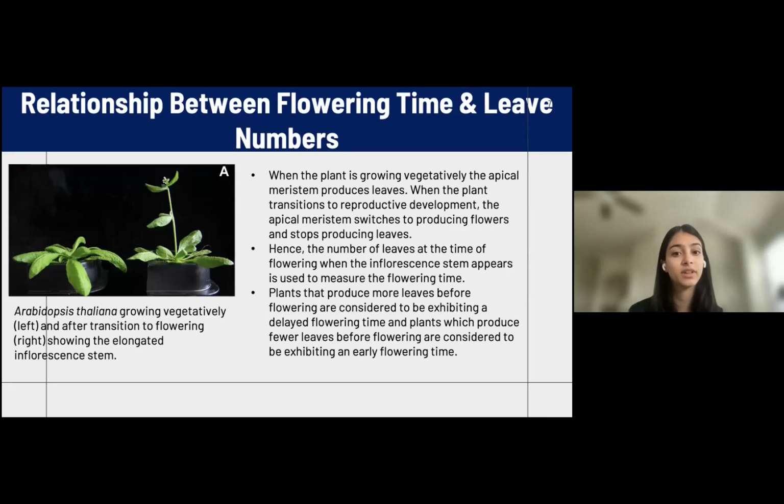There's a relationship between flowering time and leaf numbers, because that is what we study to understand the development. When the plant is growing vegetatively, the apical meristem produces leaves, and when the plant transitions to reproductive development, the apical meristem switches to producing flowers and stops producing leaves. Hence, the number of leaves at the time of flowering, when the inflorescence stem appears, is used to measure flowering time. So plants that produce more leaves before flowering are considered to be exhibiting a delayed flowering time, and plants which produce fewer leaves before flowering are considered to be exhibiting an earlier flowering time.